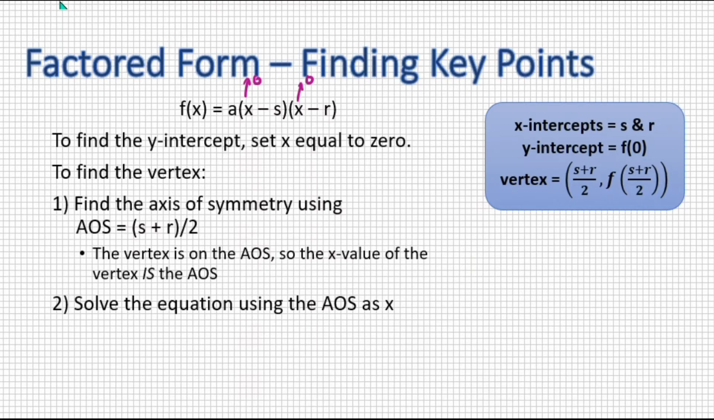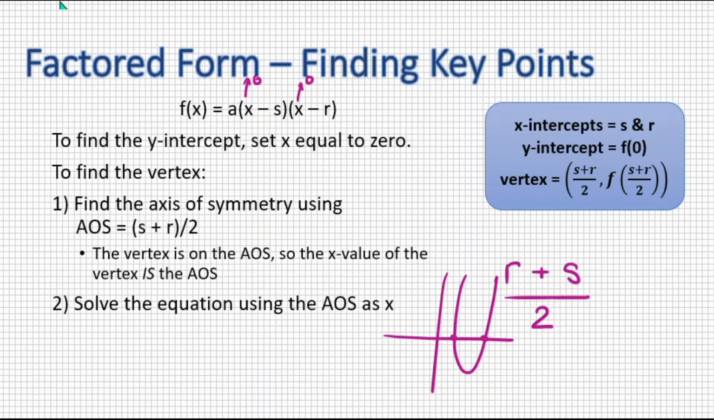To find the vertex, you're going to take the two roots you just found, the actual ones, not the ones from factored form, the ones that appear on the graph, and you're going to add them together and divide by 2. What that will do is tell you, let's say we have a graph here, the point halfway between those two x-intercepts. And because a parabola is symmetric, it's going to tell you where the x value of the vertex is.